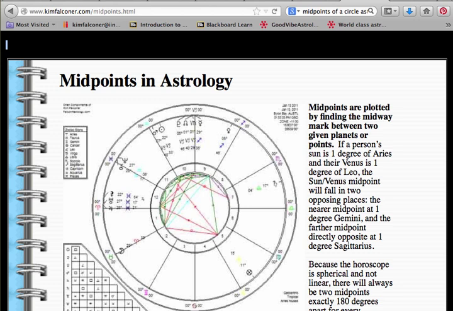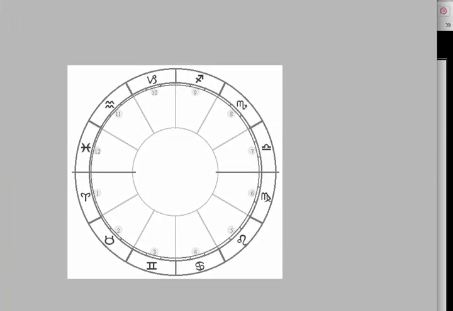There's a brief delineation of midpoints online. You can see the URL up here. Here's a simple way to understand what midpoints are in the chart. Let's start with a blank wheel. It's just a circle. You can see we have the astrological signs going around counterclockwise from Aries to Pisces. This is the flow of the natural chart.